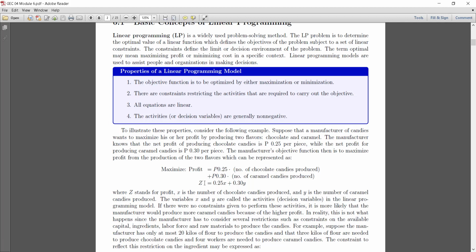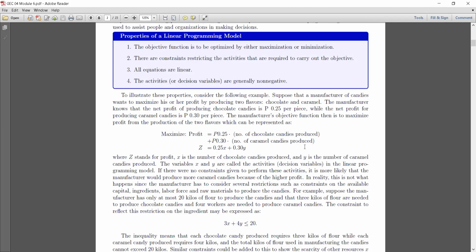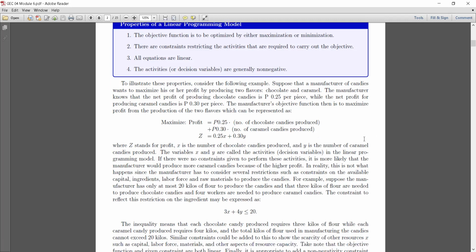Okay? So, yung profit natin, which is Z, is equal to 0.25 times yung number nung chocolate candies plus 0.30 times yung number nung caramel candies. Okay? So, yung X and Y dito, ito yung mga decision variables natin dun sa model na gagamitin. So, kung wala tayong constraints dito, ang most likely na mangyayari, mas marami kang gagawin na caramel candies kasi mas mataas yung profit niya. Pero in reality, hindi ito laging nangyayari kasi magkakaroon tayo ng iba-ibang restrictions or constraints.